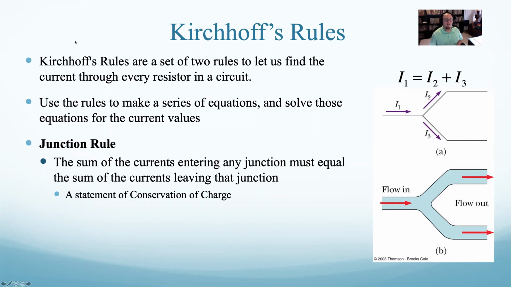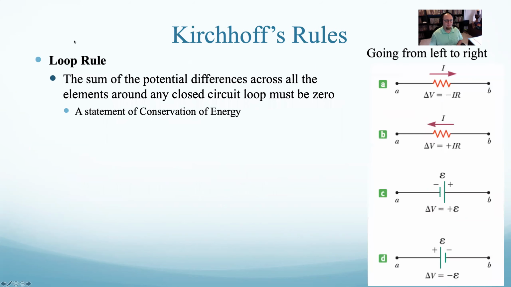The second rule, it's not really a law, is that the sum of potential differences across all elements in any closed loop must be zero. That in any closed loop of a circuit, the total potential, adding up each piece in the loop, must be zero.